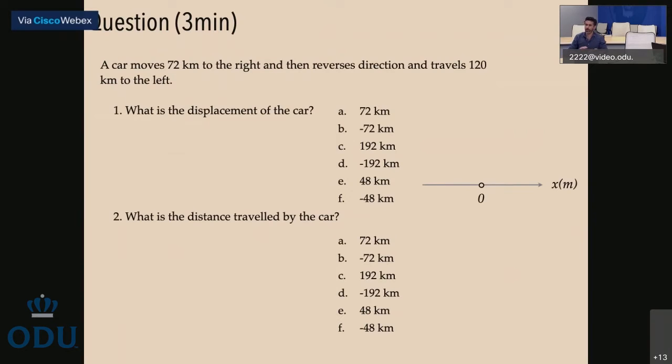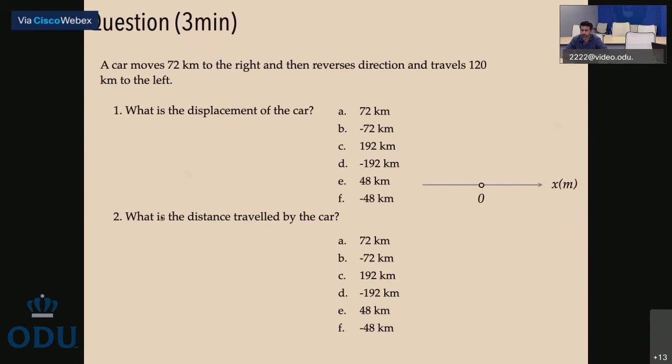Okay, so here I'm just putting a simple conceptual question to test that you're getting comfortable with these ideas. First, let me just read the question, then I'll give a pause. You're welcome to try to answer, but I might not wait for you. Okay. So first, I have a car that moves 32 kilometers to the right, and then reverses direction and travels 120 kilometers to the left. And so first, what is the displacement of the car? And you have these options: A, 72 kilometers; B, -72 kilometers; C, 122 kilometers, and so forth. So then the question is, which one of these is true?